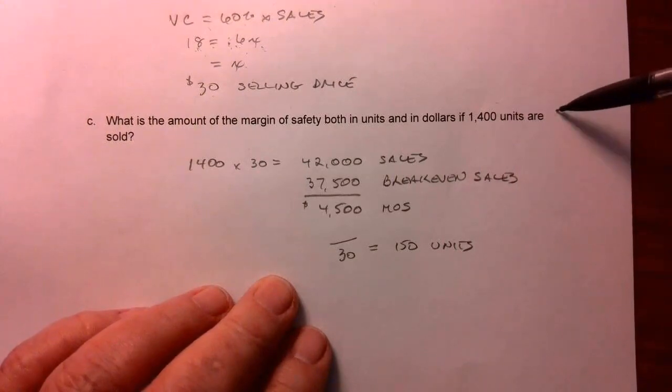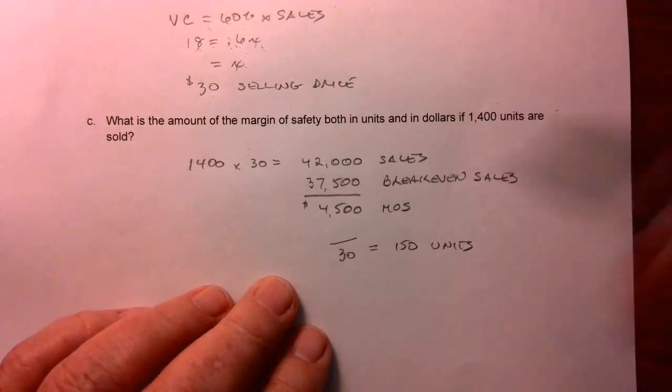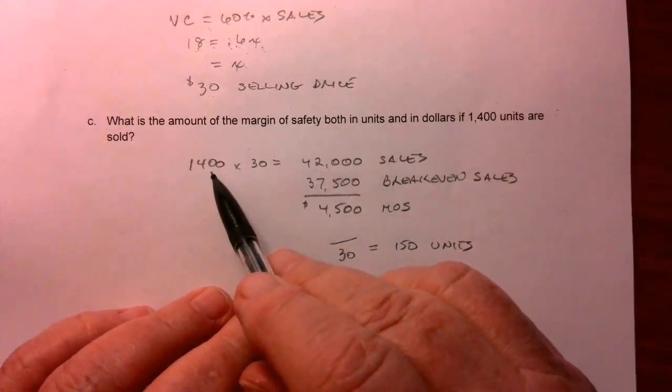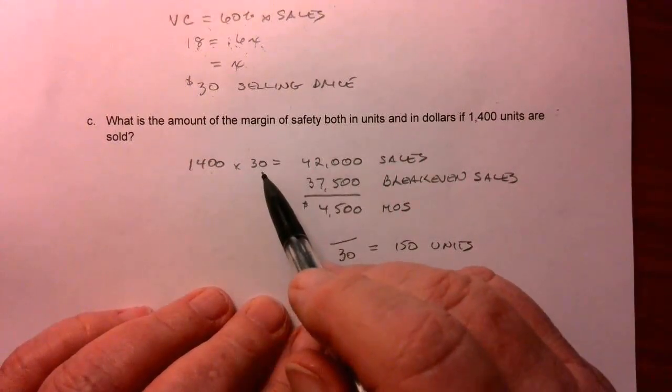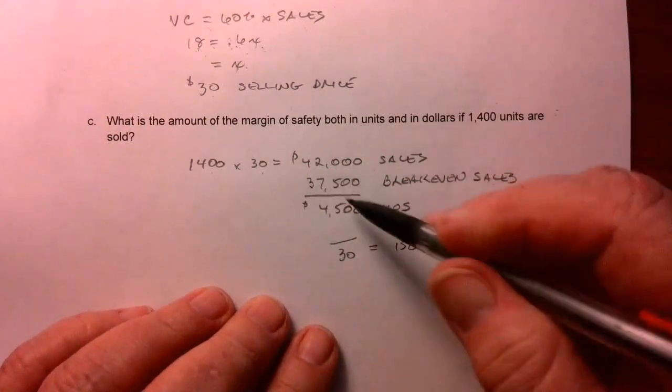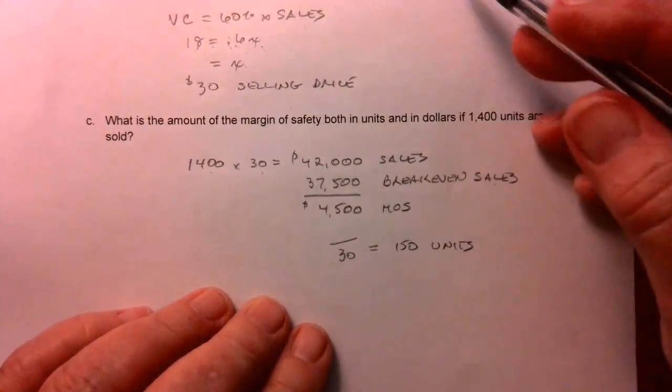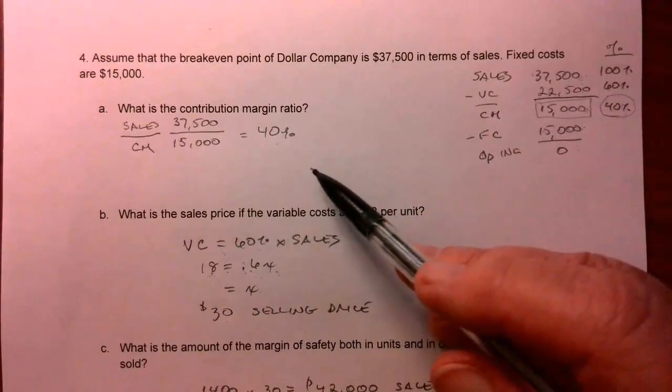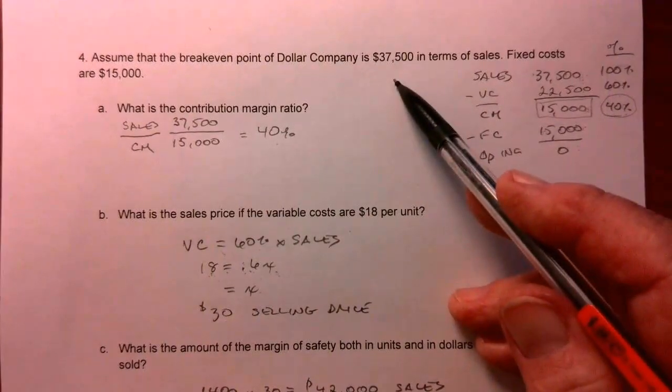Okay, so now we're above break-even. So let's see what we've got. 1,400 times $30 per unit is $42,000 in sales, and our break-even sales are 37.5 thousand. We calculated that up above. Okay, break-even was 37.5.